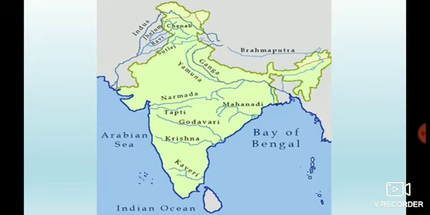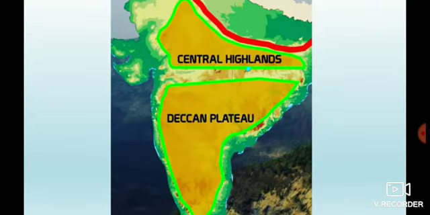And next, let us move to the Deccan Plateau. First, we saw about the Central Highlands. Central Highlands consists of two plateaus, that is Malwa Plateau and Chota Nagpur Plateau. And we saw what is special about Malwa Plateau and Chota Nagpur Plateau. So now let's move to the Deccan Plateau. Can you see it in the image? It is down from the Central Highlands.